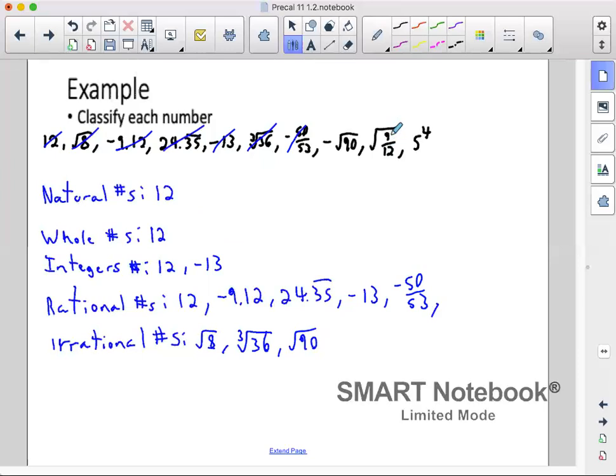Square root of 9 over 12, we can take the square root of 9, which would give us 3, over root of 12, we can't take the root of, so therefore it's irrational. Now, if it was square root of 9 over, say, 16, then we could have taken the roots, in which case it would have been rational. Five to the power of 4 gives us a number without decimals, so it is natural, it is whole, it is an integer, and it is rational.